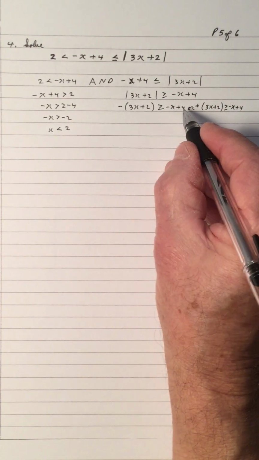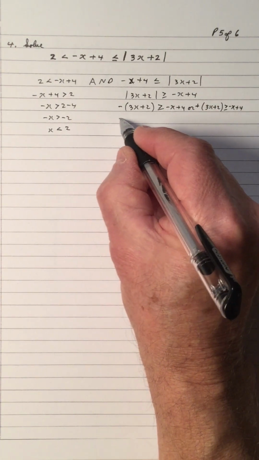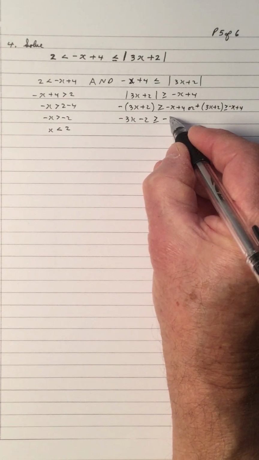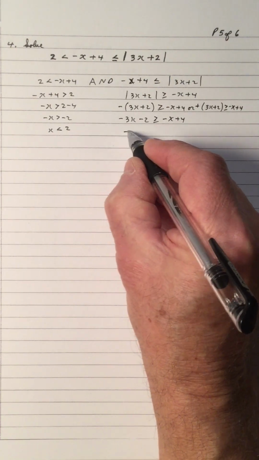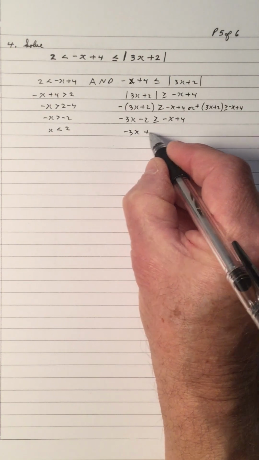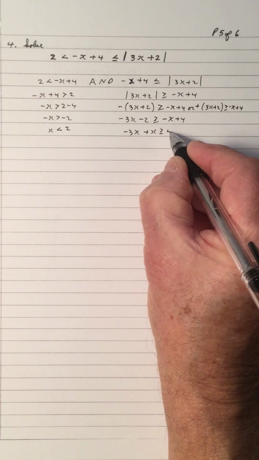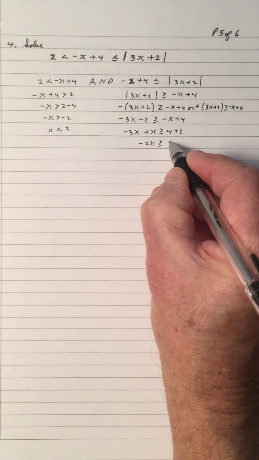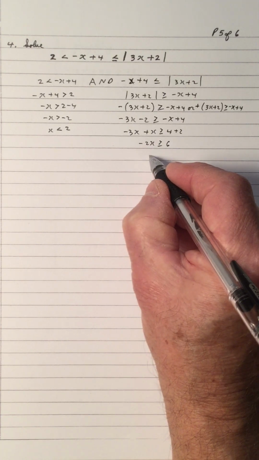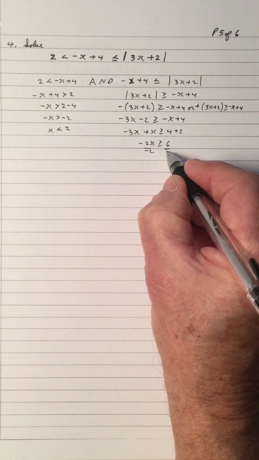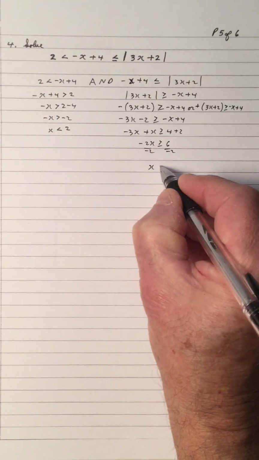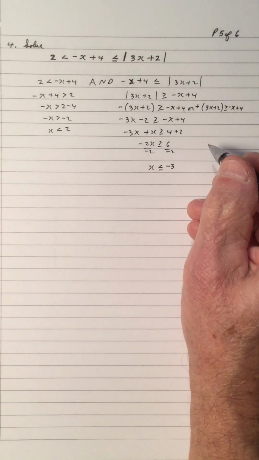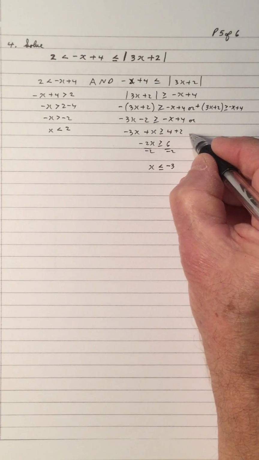Then I simplify it. So I can do negative 3x minus 2 greater than or equal to negative x plus 4. Negative 3x plus x is greater than or equal to 4 plus 2. Negative 2x is greater than or equal to 6. Divide by negative 2. And we have x is less than or equal to negative 3. And we go with an OR coming down through here.